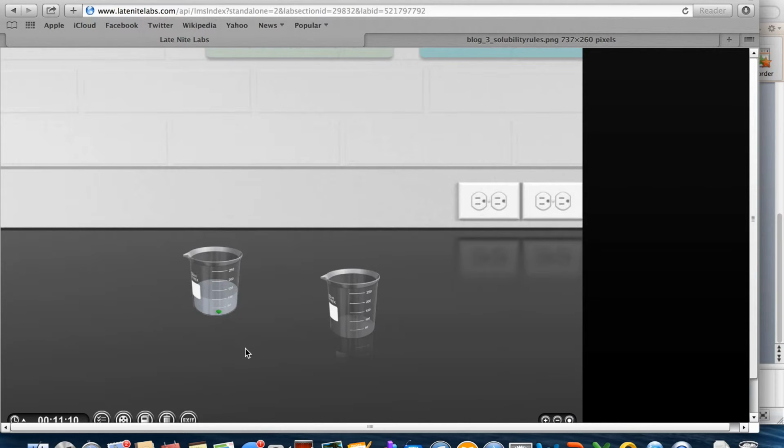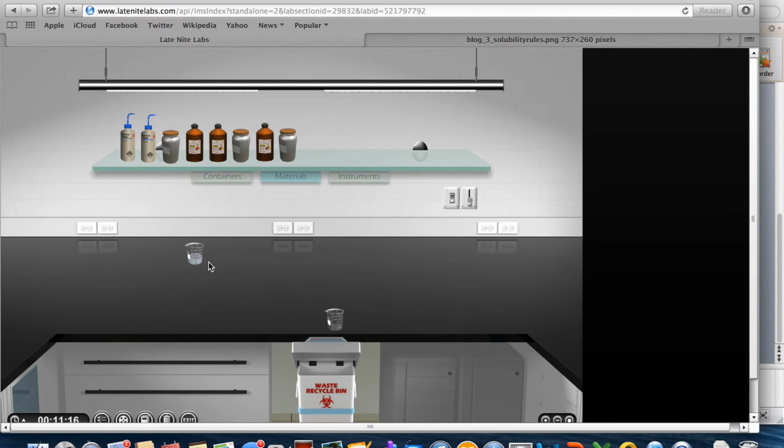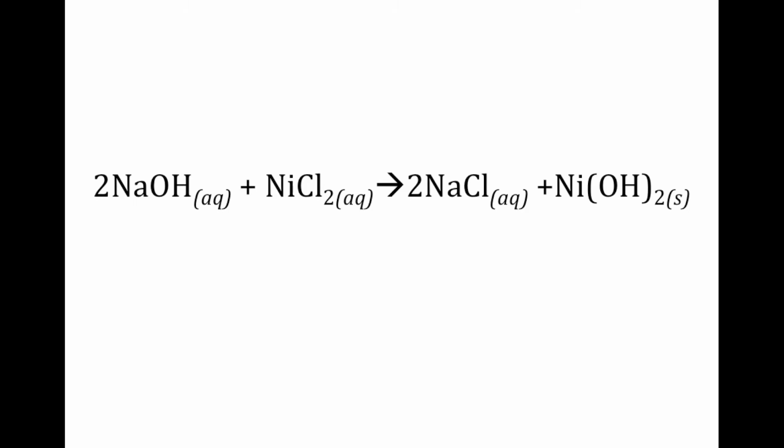To safely clear the workbench and clean up our lab, we throw away the beakers and its contents into the waste recycle bin on the bottom of the screen. When observing the chemical equation for the reaction of sodium hydroxide and nickel 2 chloride, we can recognize that the resulting aqueous solution is sodium chloride and the precipitate is nickel 2 hydroxide.